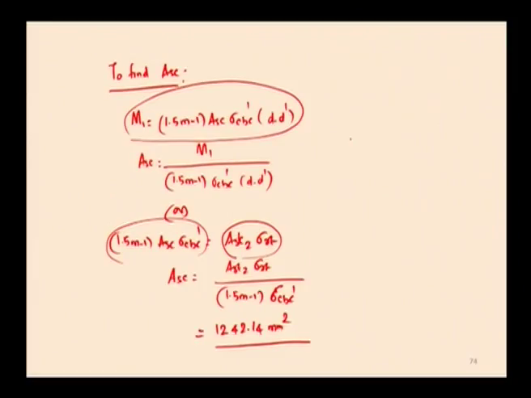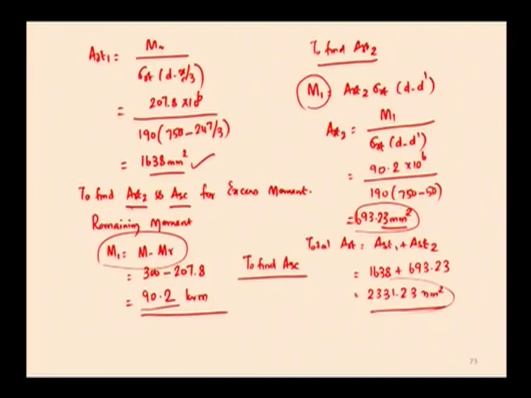Here, this is AST1, this is total AST. We can assume the diameter of the reinforcement, for example, assume 25 mm diameter, and find out the number of bars required. Number of bars is 2331.23 divided by the area of a 25 mm diameter bar. So we can easily provide how many bars of reinforcement are required.